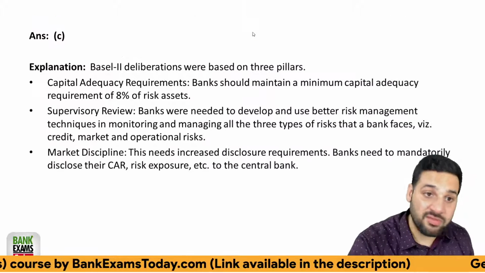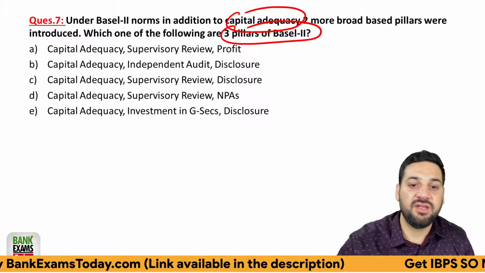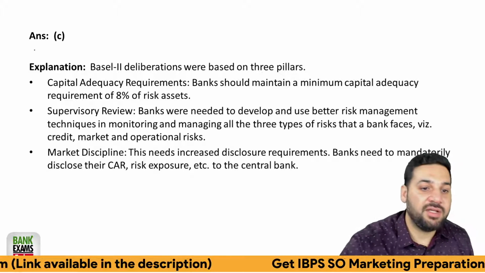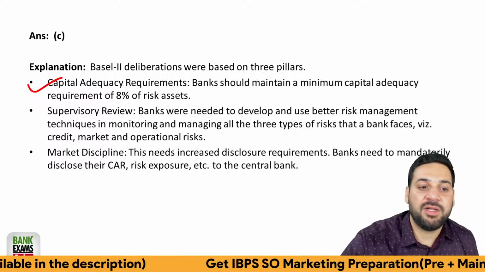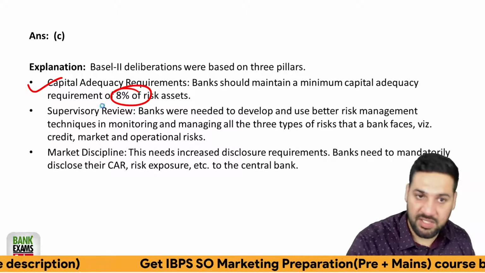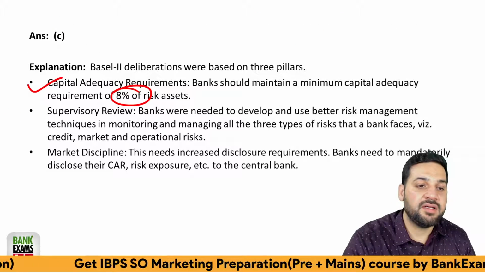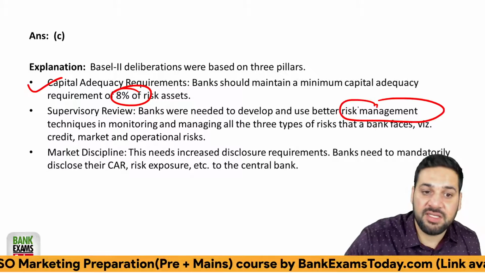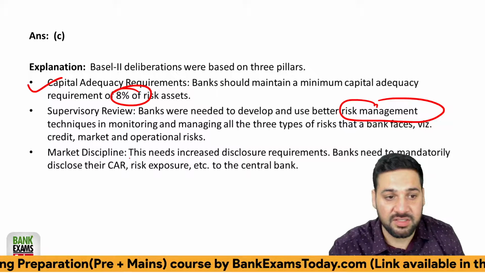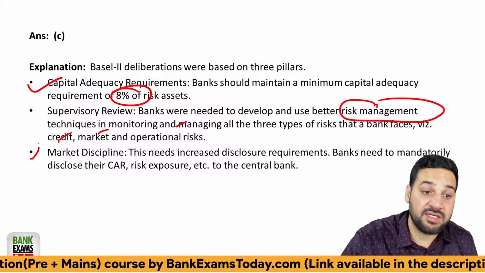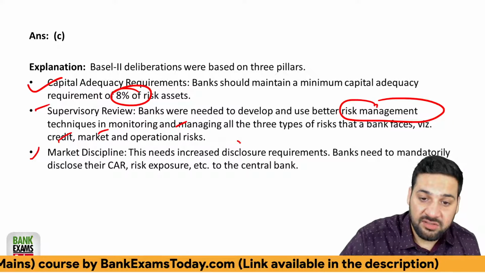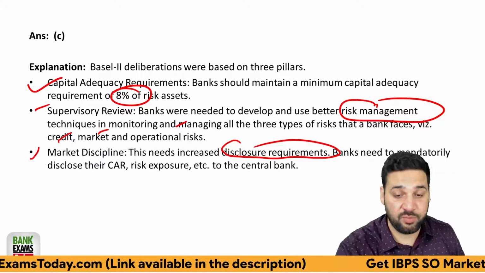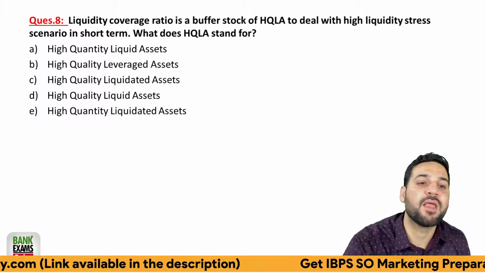ये बहुत इंपॉर्टेंट है. कैपिटल एडिक्वेसी तो था ही, सुपरवाइजरी रिव्यू एंड द डिस्क्लोजर, ये तीन पिलर्स हैं. Capital adequacy: bank should maintain a capital adequacy requirement of 8%, that we have done, CRAR, ठीक है. And then supervisory review: banks were needed to develop and use better risk management techniques in monitoring and managing all types of risk, credit, market and operational risk. Market discipline needs increased disclosure requirement. Banks need to mandatorily disclose CAR and risk exposure to the central bank, ठीक है.